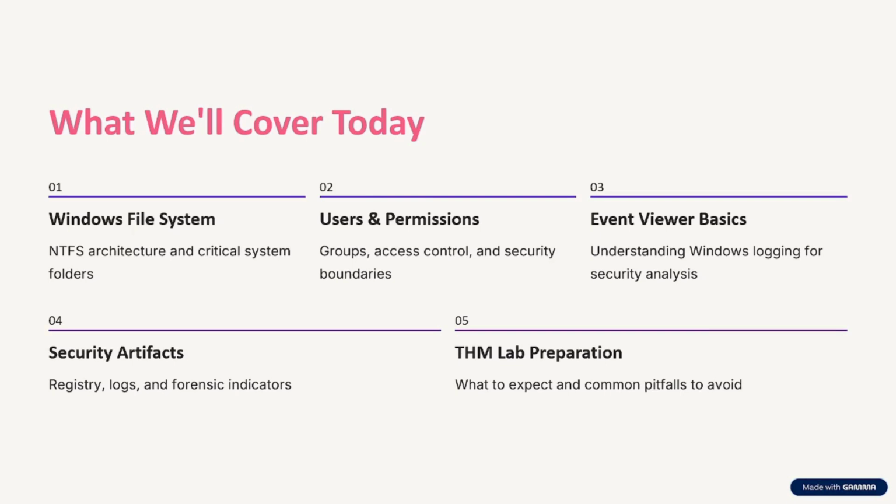Before we dive in, let's look at what we'll cover in this session. First, we'll understand the Windows file system, focusing on NTFS architecture and critical system folders. Then we'll move to users and permissions, covering groups, access control, and security boundaries. After that, we'll explore Event Viewer basics and how Windows logging helps in security analysis. We'll also discuss security artifacts, including the registry, logs, and forensic indicators. Finally, we'll talk about TryHackMe lab preparation, what to expect in Sec 1, and common pitfalls to avoid.